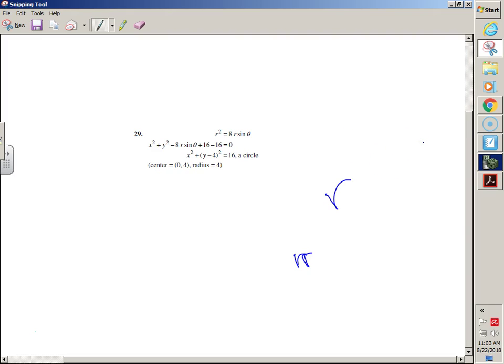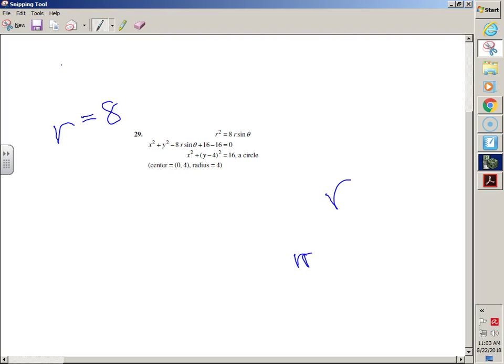Okay. So look over here: when r equals 8 sine theta, there's no easy property that fills this in. So they said multiply by r. R squared, I have something. R sine theta, I have something. That's great, and it works perfectly.